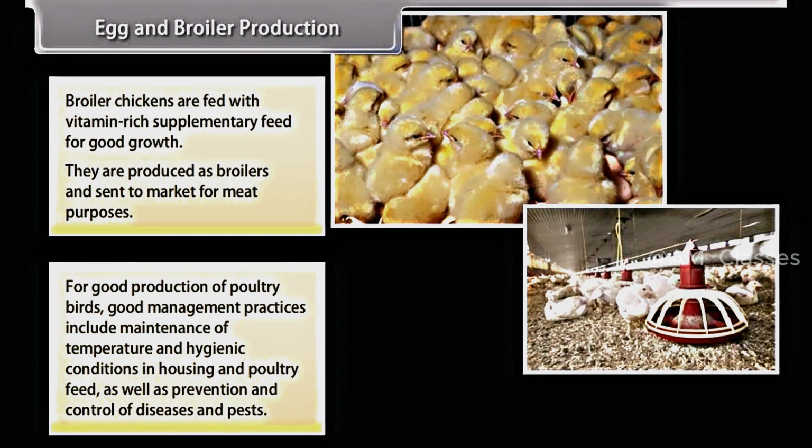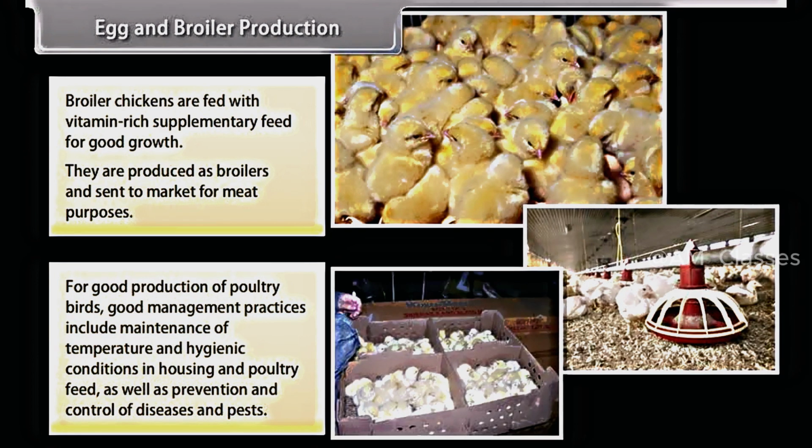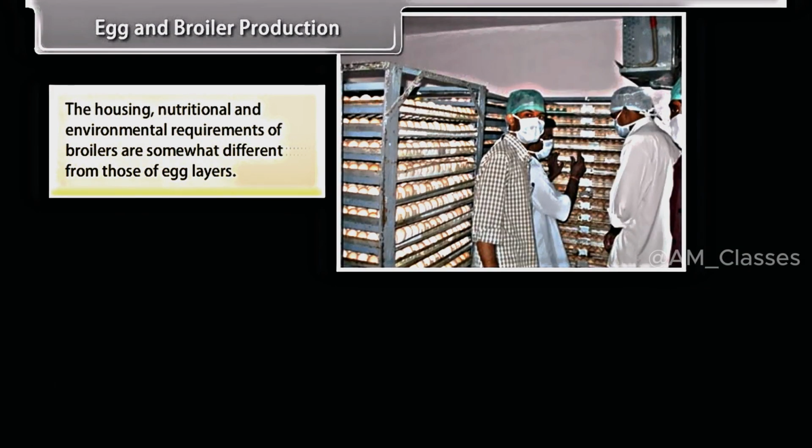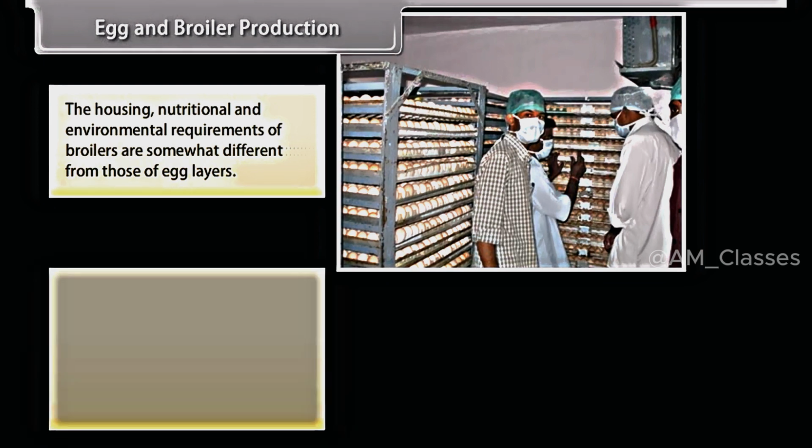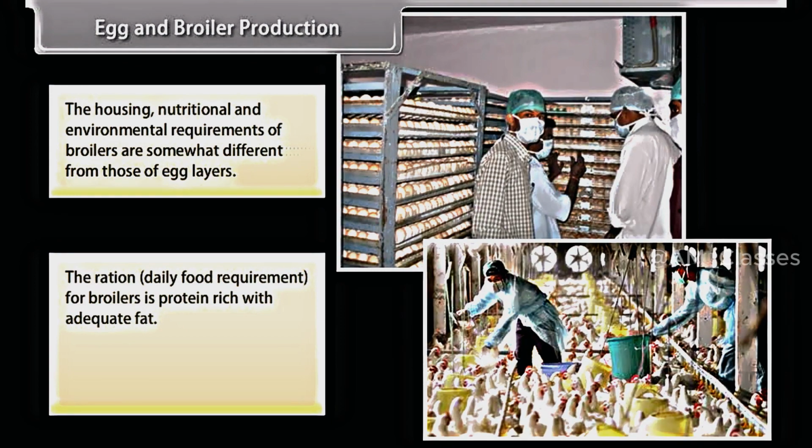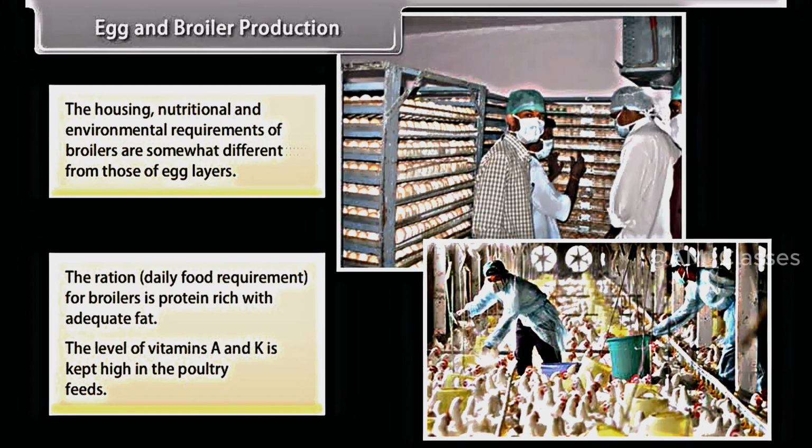For good production of poultry birds, good management practices include maintenance of temperature and hygienic conditions in housing and poultry feed, as well as prevention and control of diseases and pests. The housing, nutritional and environmental requirements of broilers are somewhat different from those of egg layers. The daily ration for broilers is protein-rich with adequate fat. The level of vitamins A and K is kept high in the poultry feeds.